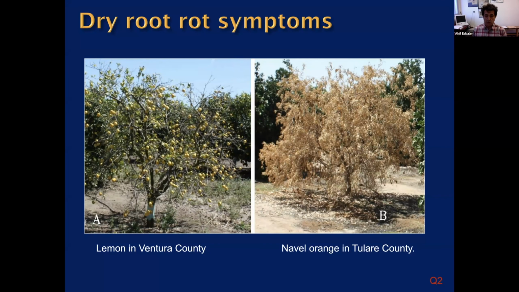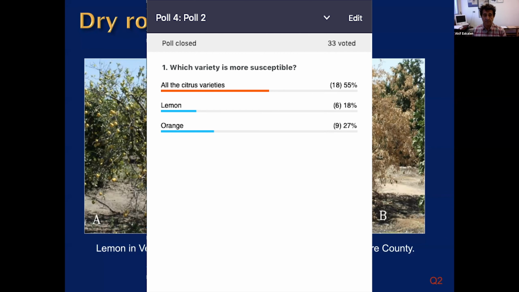So our second question is, which variety is more susceptible to dry root rot? The alternatives are all the citrus varieties, only lemon, or only navel orange. Okay, yes, that's true. All the citrus varieties are susceptible. You are also right if you say lemon and orange. Yes, both of them are susceptible as well. But all the citrus varieties, yes. Thank you.